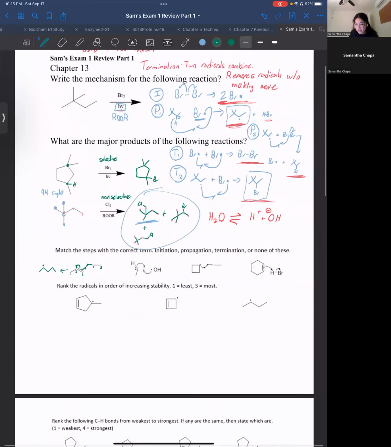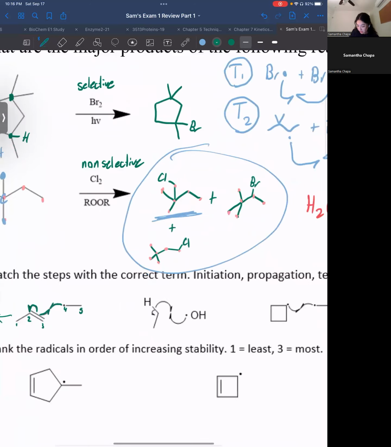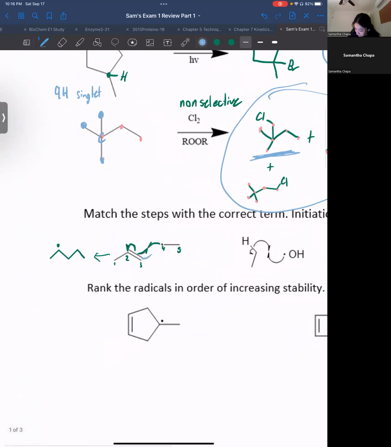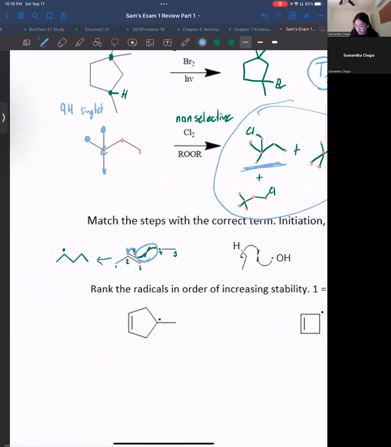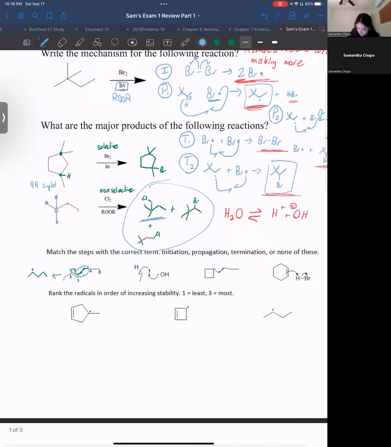Okay, so then we didn't get rid of all of our radicals like in termination. So termination is out of the picture. Two radicals were not formed, only one was. And a radical reacts with another reactant and forms a new sigma bond with the radical. Okay, cool. That one would be it. So these two arrows right here pointing at each other are forming a new sigma bond, and this arrow right here is forming a new radical. So this is signs for propagation. Propagation.